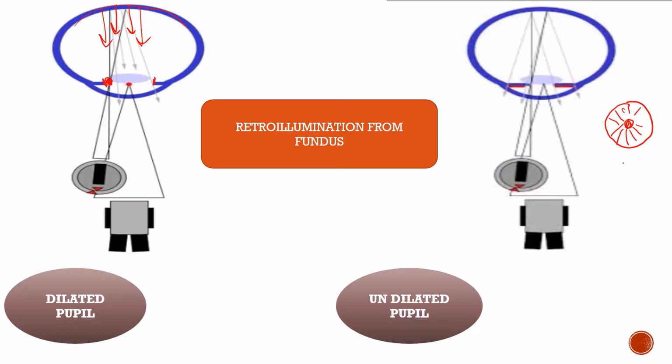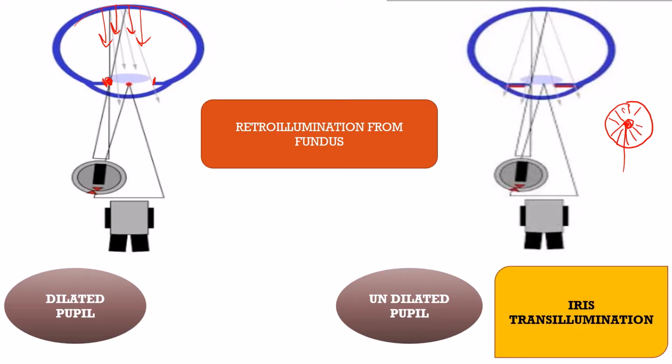So when you project the light like this onto the fundus through an undilated pupil, you will see greater details of the iris from the reflected light coming from the retina. So such a method is called iris transillumination. So don't worry what are all these. I will be explaining about each of them individually now.